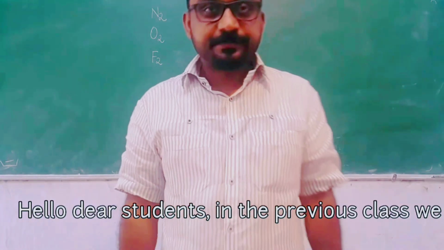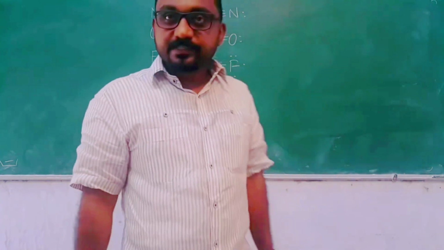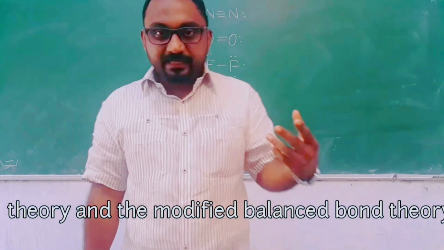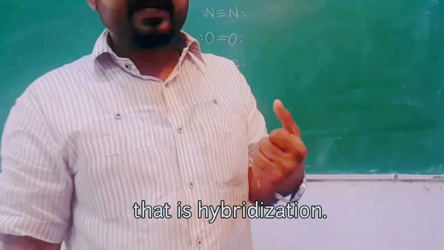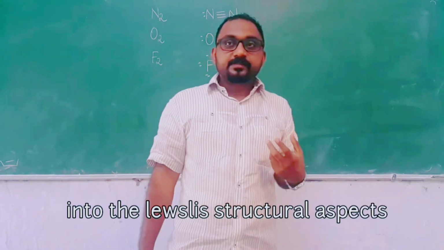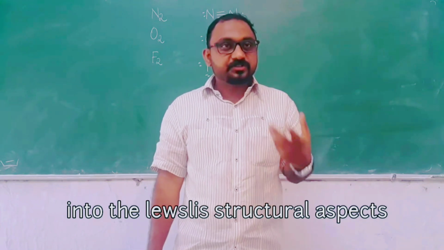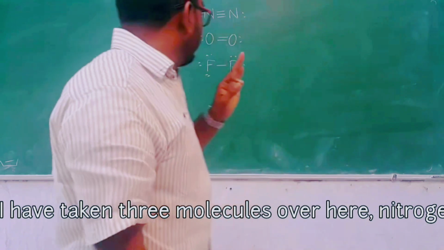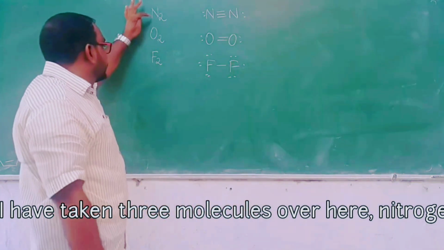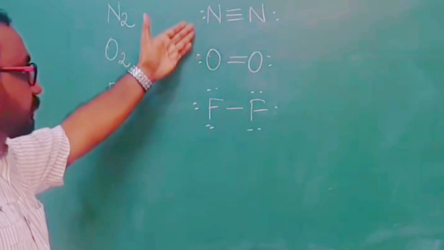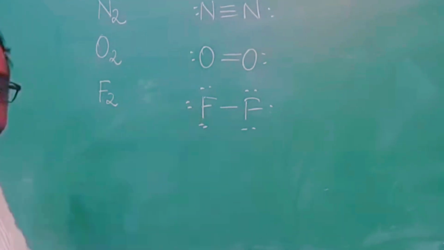Hello, dear students. In the previous class, we were discussing the valence bond theory and the modified valence bond theory, that is hybridization. Today, we will look into the structural aspects of certain molecules. I have taken three molecules over here: nitrogen, oxygen, and fluorine. And I have drawn the orbital structure of nitrogen, oxygen, and fluorine.